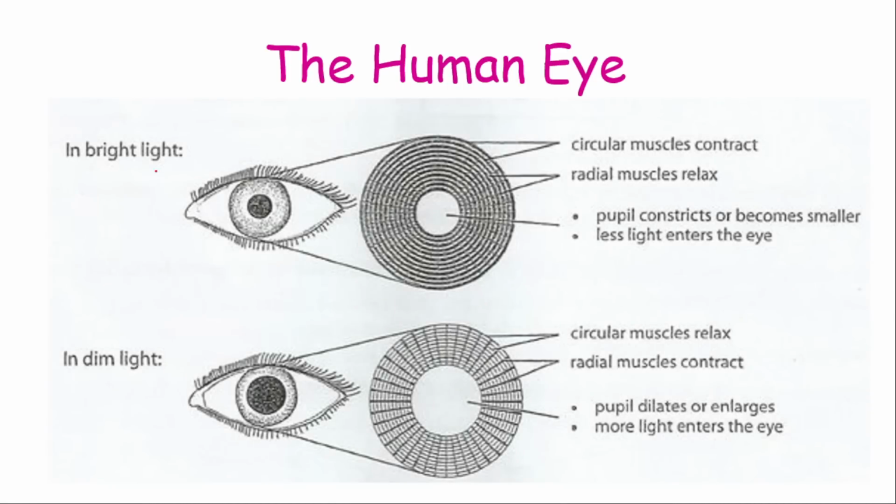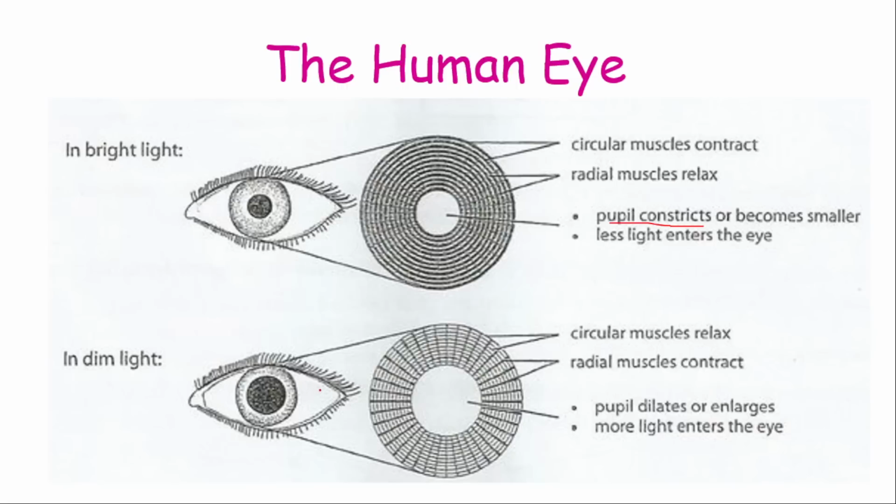What is important is just a quick look at what happens to the eye in dark and dim light. So in bright light and dim light, I should say. In bright light, what happens to the eye is that the pupil itself would constrict. The pupil constricts to prevent too much light from going into the eye. And how this occurs is because the radial muscles relax, while the circular muscles contract.